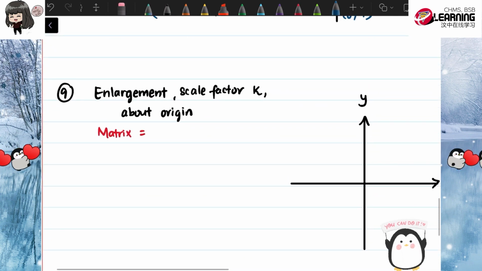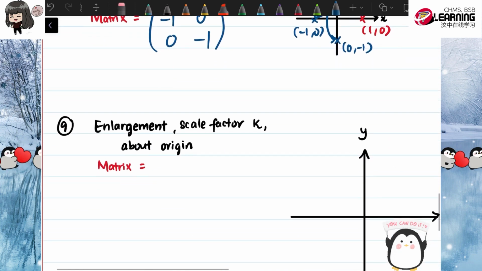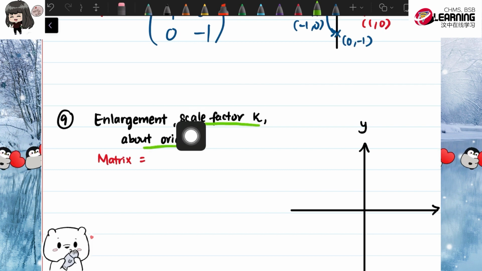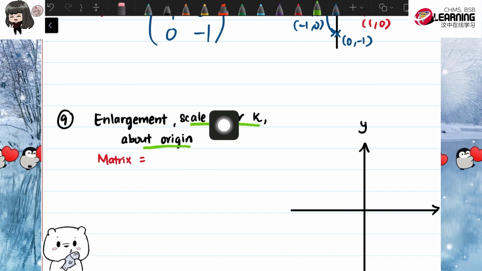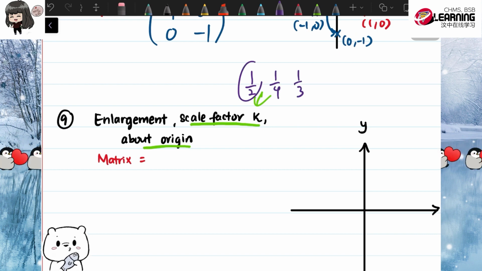Let's look at number 9. We have done rotation and reflection, now number 9, enlargement. For enlargement, you have a scale factor and a centre of enlargement, which is the origin. As I say, matrix transformations are all about the origin only. Scale factor k can be any number. If the number is smaller than 1, for example a fraction such as 1/2, 1/4 or 1/3, the shape will become smaller.